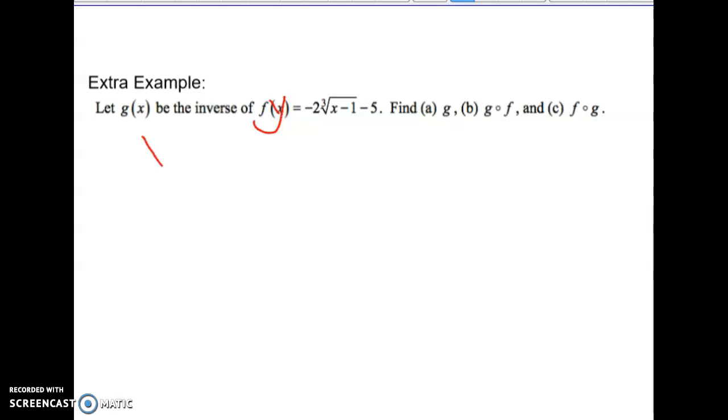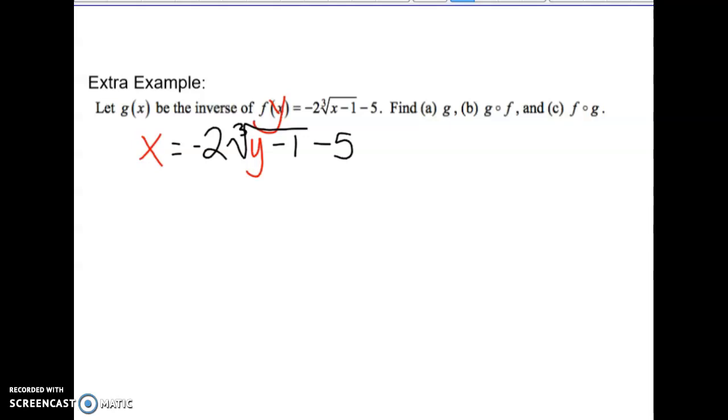So I get x equals negative 2 times the cubed root of y minus 1, all minus 5. I put both the x and the y in red just so we could see them and figure it out. Okay, so I swapped them. Now I've got to solve for y.